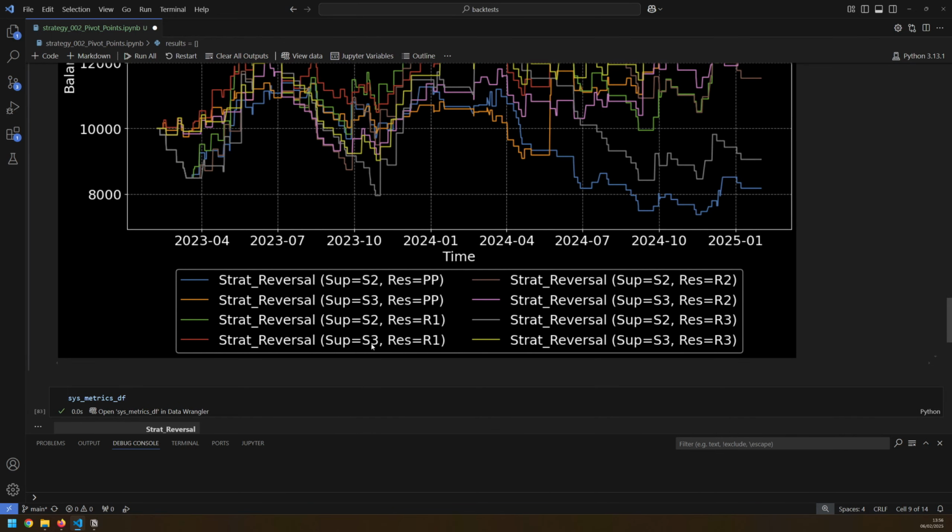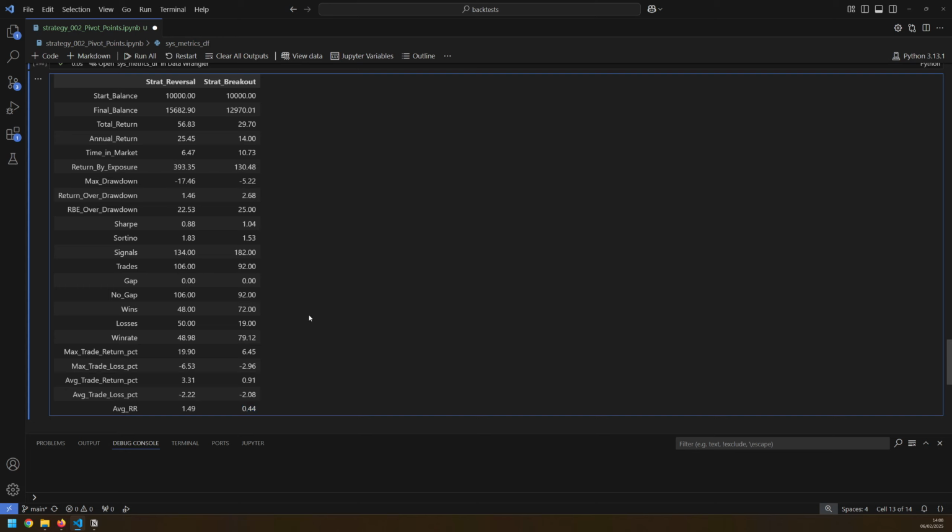The two strategies are actually quite different. The reversal has a smaller win rate but bigger returns, while the breakout has a more consistent win rate but smaller wins each time. Individually, both strategies seem to do well, but I think they could be combined and actually traded together. This would increase the overall number of trades, which should lead to even better returns.